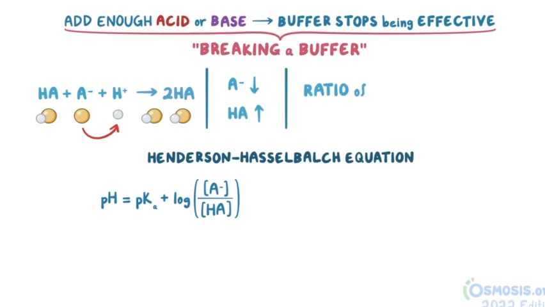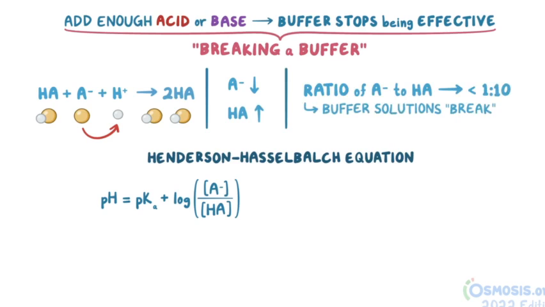When the ratio of A- to HA becomes less than 1 to 10, buffer solutions break and lose their buffering action. If we plug in a ratio of 1 to 10 in the Henderson-Hasselbalch equation, the log of 1 divided by 10 is -1. So, the pH of the solution is equal to the pKa minus 1.